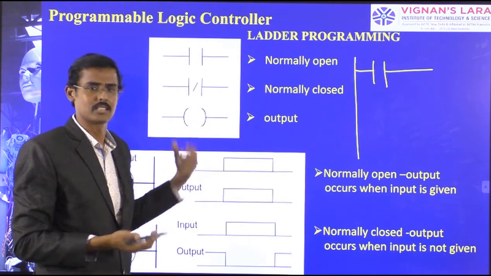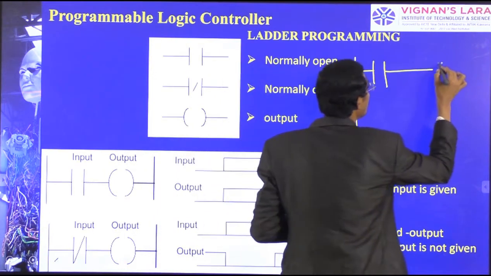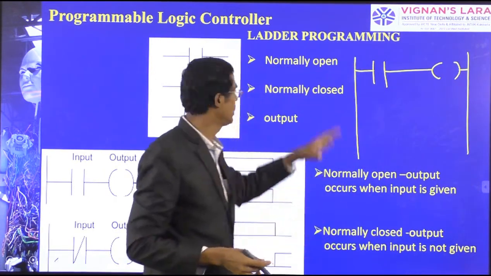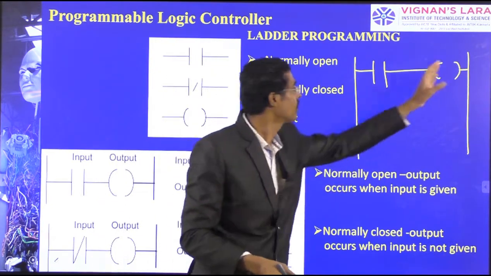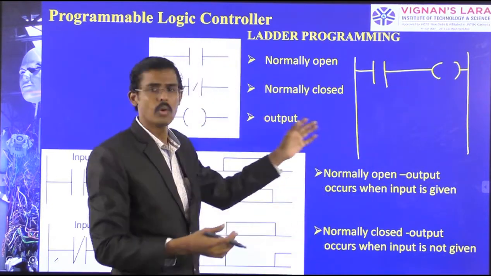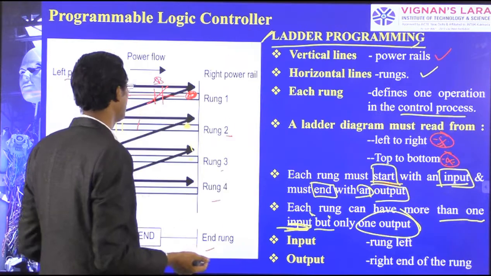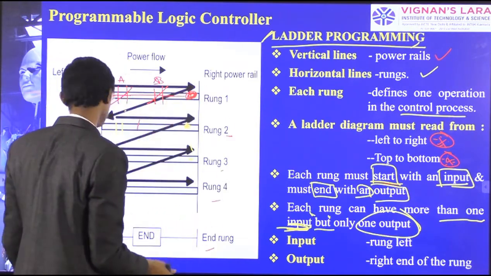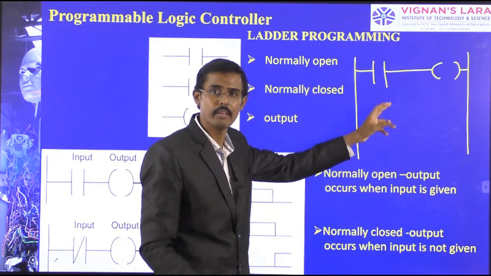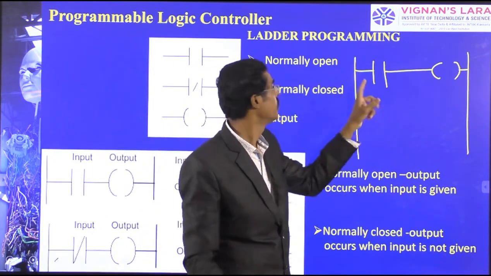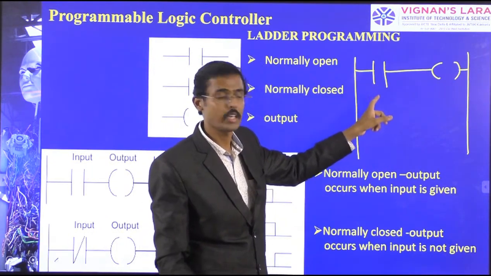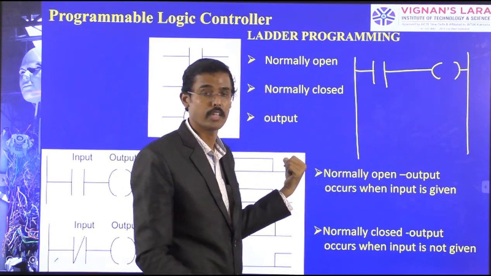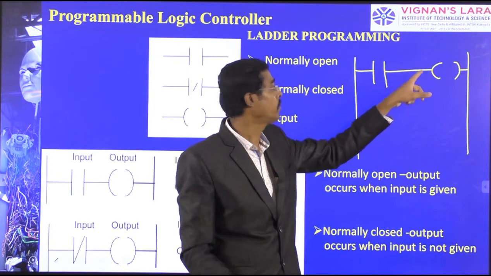So I am putting one output here and closing. The left rail and the right rail are the rail connections, like this. From the left rail I have taken the power. On the first rung I have created an open contact, one input, and one output. All points are satisfied here. Multiple inputs can be taken, but only one output.